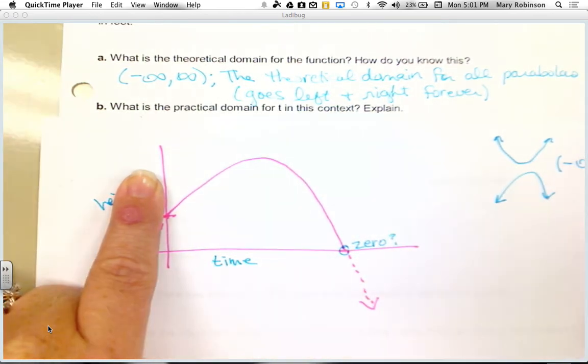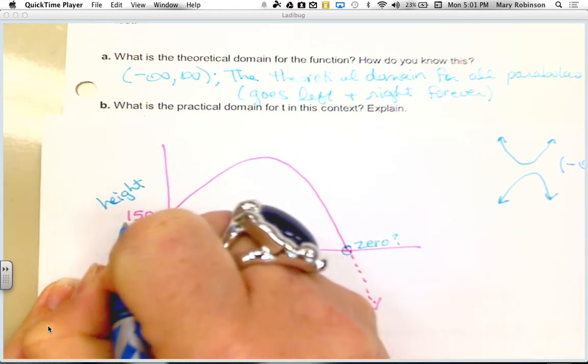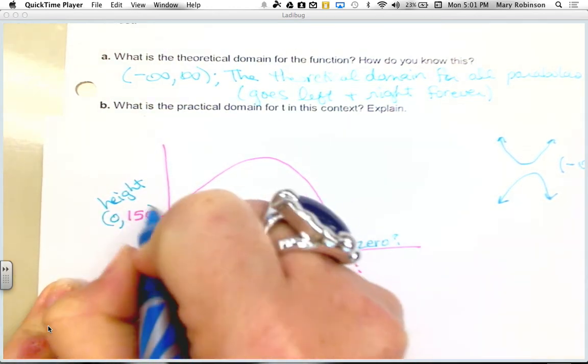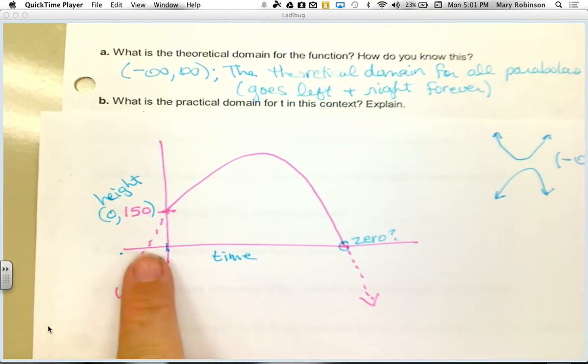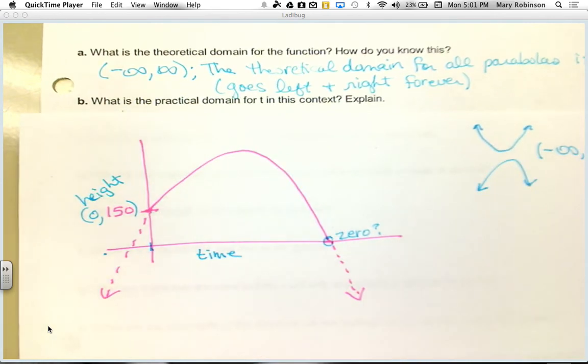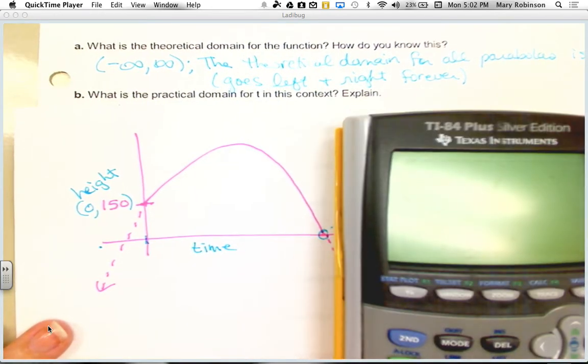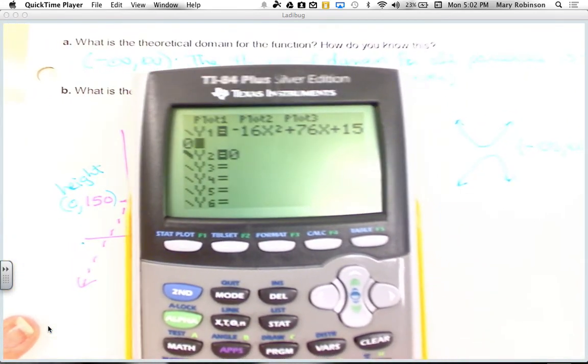So we need to know the 0. We already know that at this point, this is the ordered pair (0, 150). So if we think in terms of practical domain, that means it starts at 0 and it ends whenever it hits the ground. Well, that means we need to find in our calculator when it hits the ground, and then label that point on our graph.